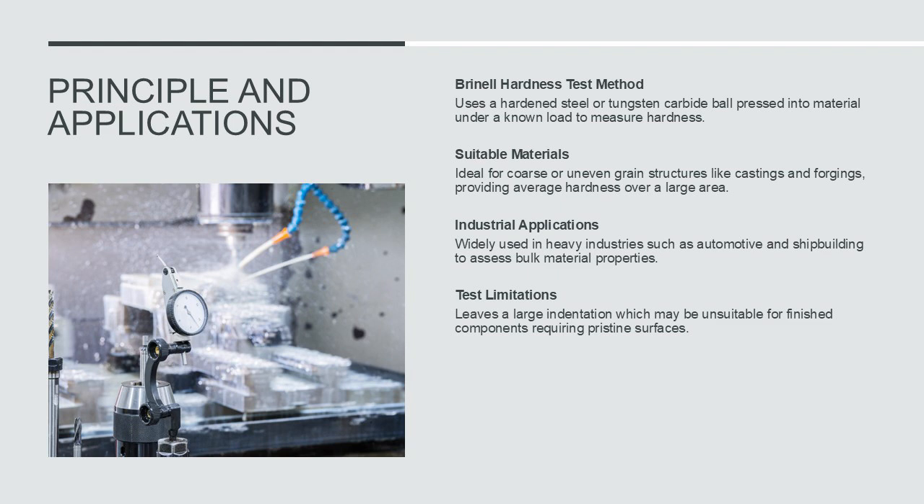This test is ideal for materials with coarse or uneven grain structures, such as castings and forgings. It provides an average hardness over a relatively large area, making it suitable for heterogeneous materials. However, it leaves a large indentation, which may not be acceptable for finished components. Brinell testing is commonly used in heavy industries like automotive and shipbuilding to assess bulk material properties.